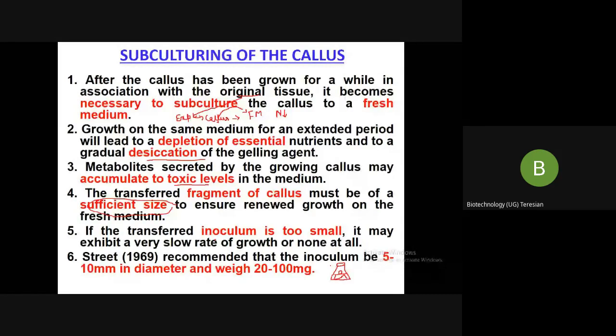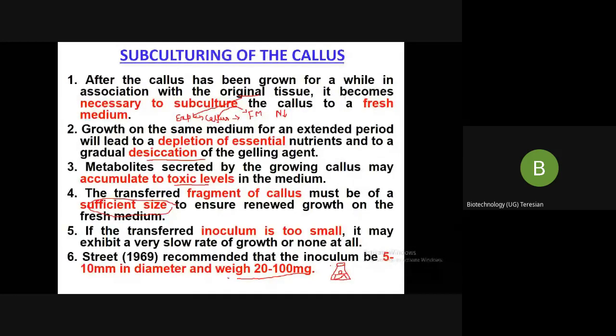Therefore, a scientist named Street recommended that the inoculum, here meaning your callus, be at least 5 to 10 mm in diameter and weigh 20 to 100 milligrams. So your callus should be at least 5 to 10 millimeters in diameter and its weight should be somewhere around 20 to 100 milligram, so that you can transfer that callus to your fresh media.